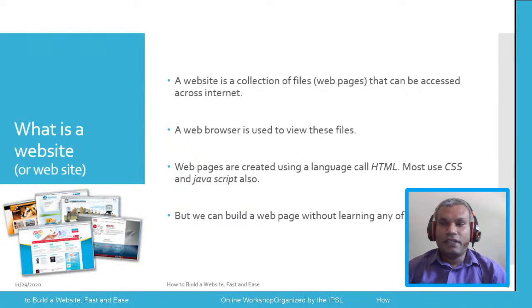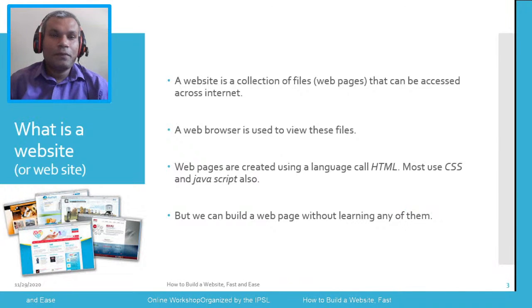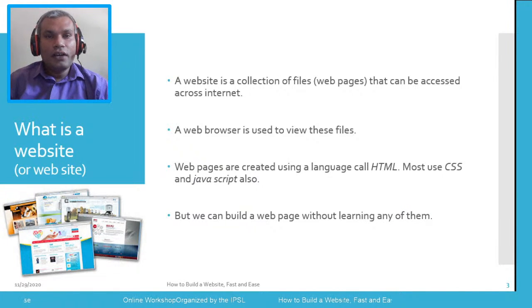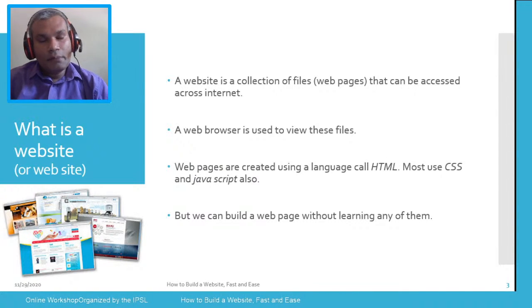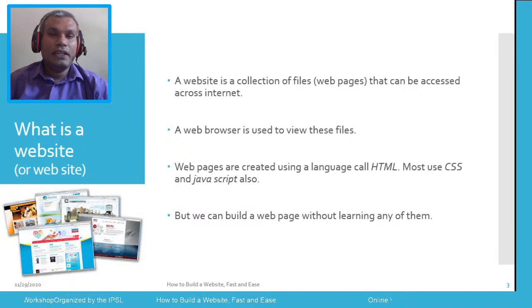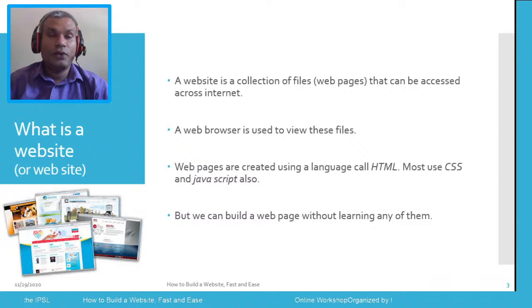Now, what is a website? A website is basically a collection of web pages. Web pages are basically a collection of files. A web page is basically a file that is served to you through the internet. So the computer that is sending you this file is called a web server, and your computer, that means your laptop or PC, that is receiving the file is known as the client.